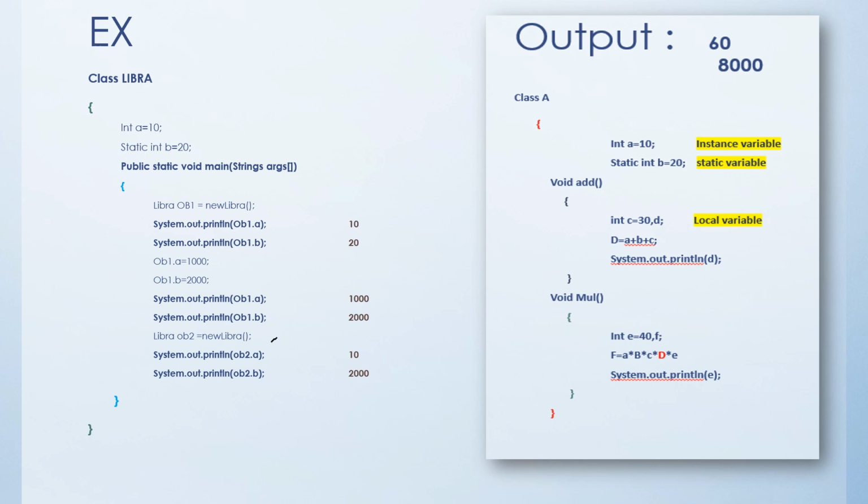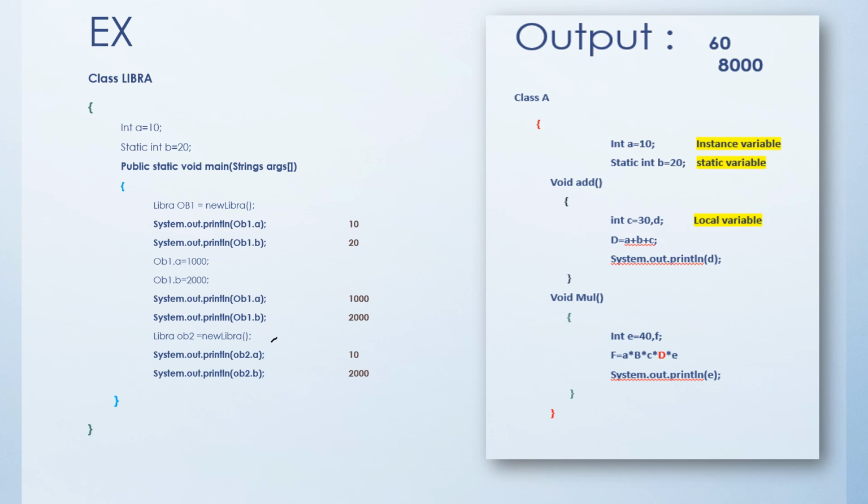First the default value came for this one. For the static variable, the latest updated value of b is 2000, that's why 2000 came. I hope you all understand these basic concepts.